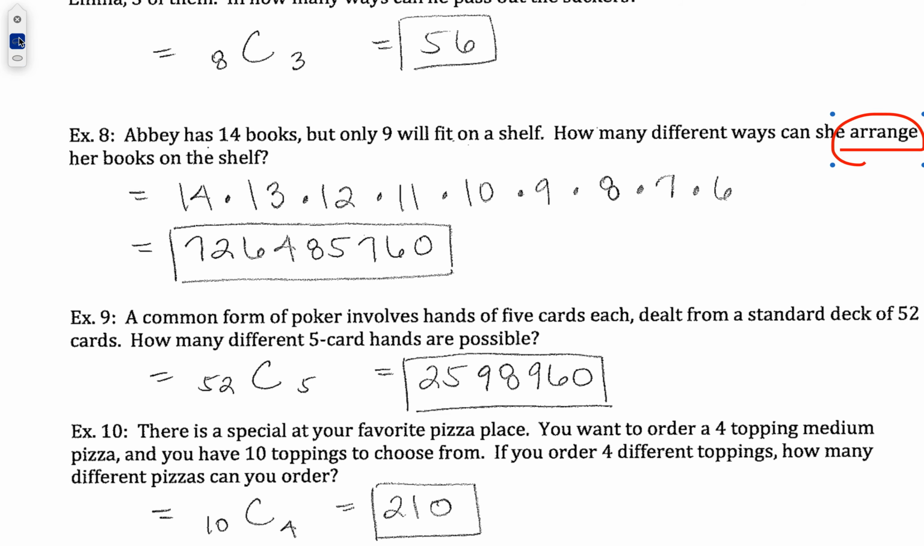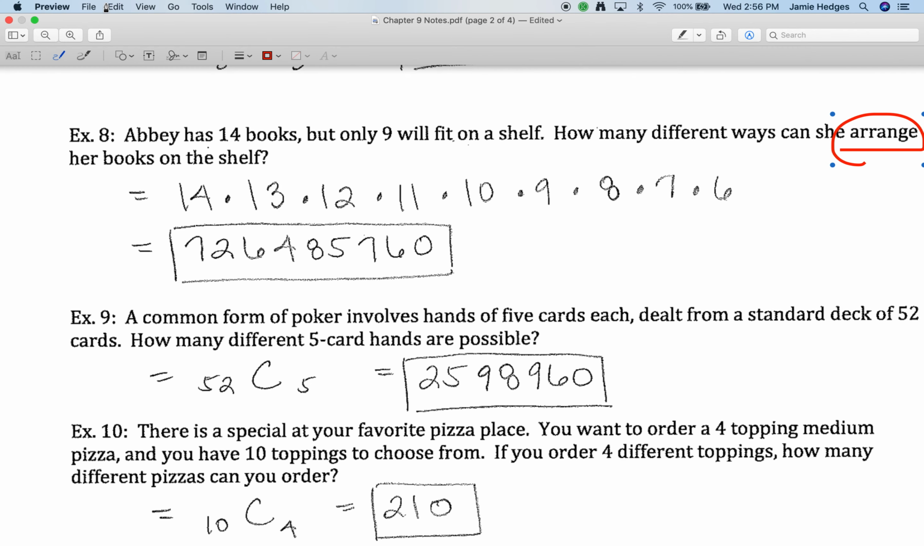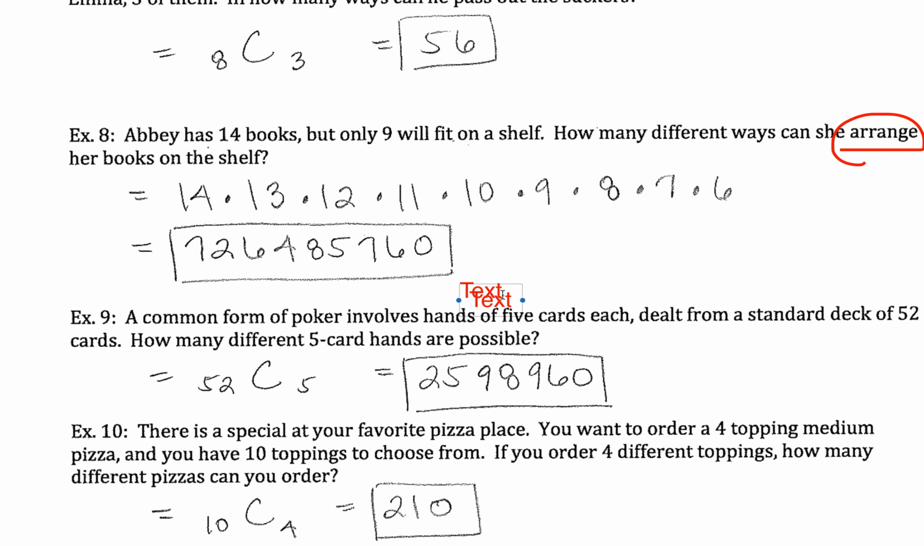Arrange. That tells me I'm doing that permutation again. She had 14 books and she only could put 9 of them on there. So if you look, there's 1, 2, 3, 4, 5, 6, 7, 8, 9. That's how I need to stop at 6 and not go all the way down to 1, because I can only fit 9 books on there. This is a permutation because it said arrange, so I could use that permutation feature again.